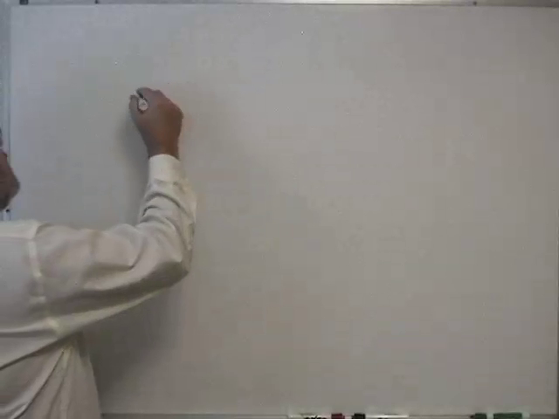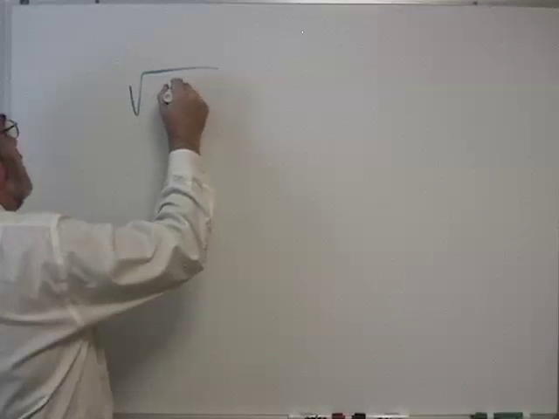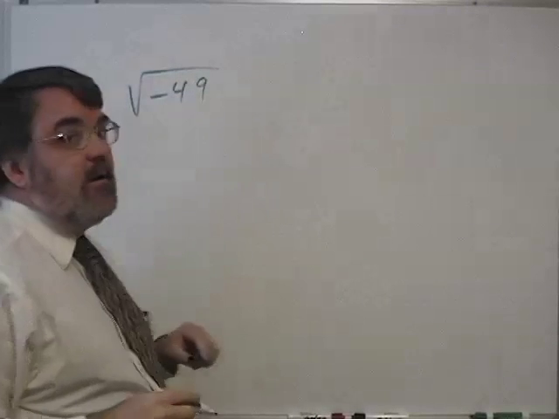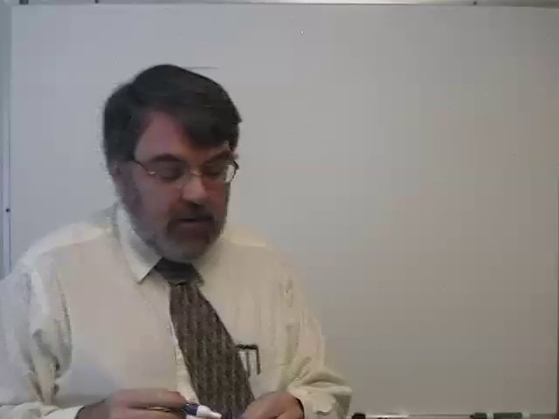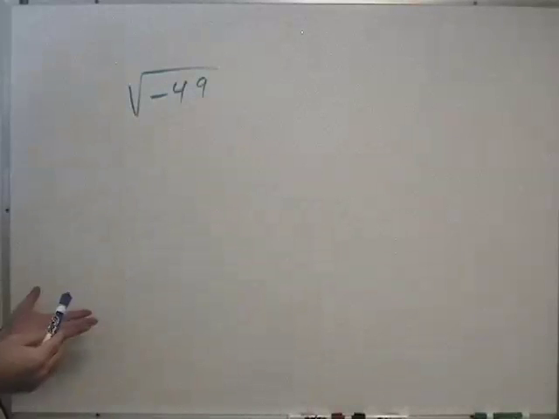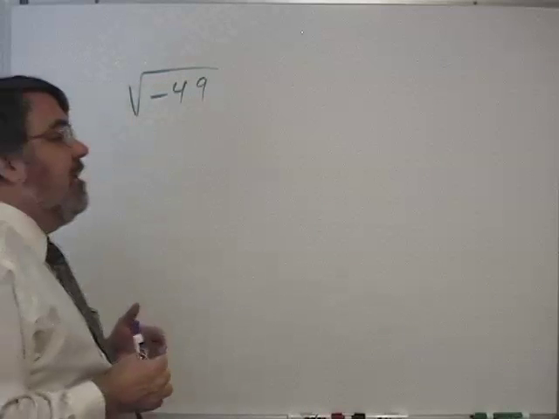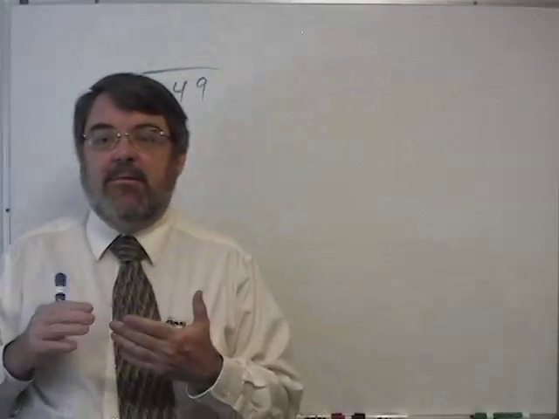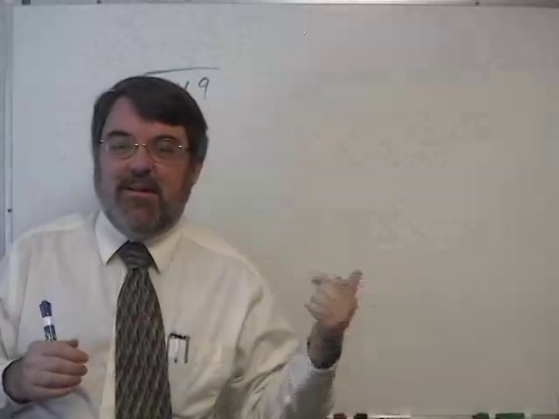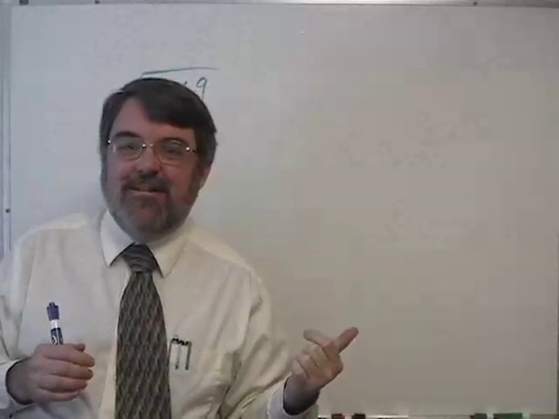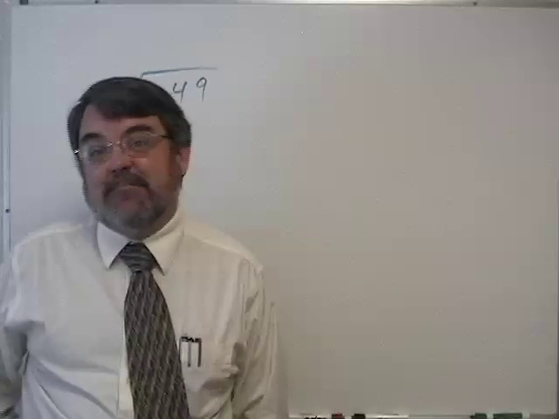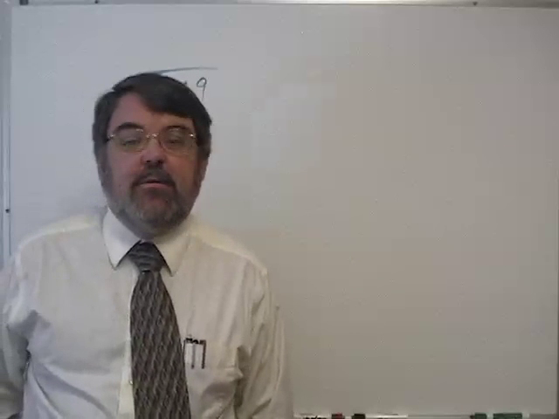Earlier we looked at the square root of 49. What about the square root of negative 49? And you think, well, it can't be done. Not with real numbers. Because if it equals a number, when you square that number, you should get negative 49. But what happens when you square numbers? You get positives, don't you?